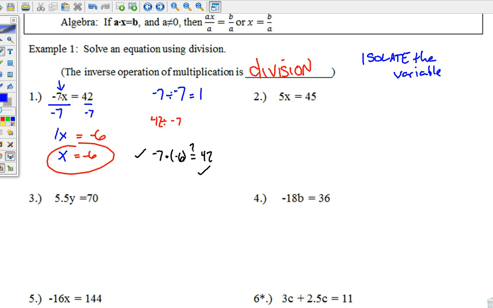Number 2, we have 5 times x equals 45. This one's a bit easier because we don't have a negative. So we want to get x by itself here. We've got to get rid of that 5. The opposite of multiplying by 5 is dividing by 5. And when we do that, 5 divided by 5 is 1, so we can cancel it out there, or you can even put the 1 there if you want to. When we divide that, we get x equals 9. To check it, we'll do 5 times 9 and see if that's equal to 45. If you do this little check on your own, you will be guaranteed that the question is right, as long as the check works out.